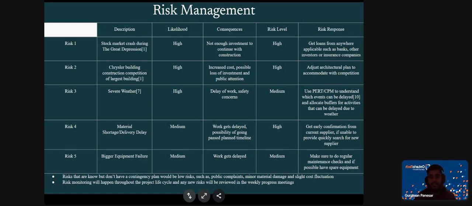The last risk is a bigger equipment failure, which will cause work to get delayed. The risk response is to make sure to do regular maintenance checks and, if possible, have spare equipment on board.